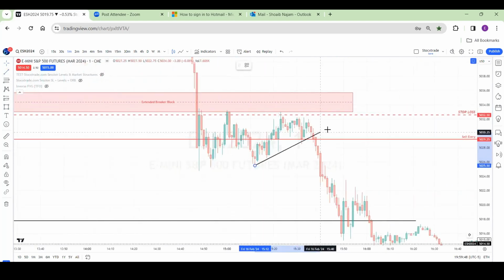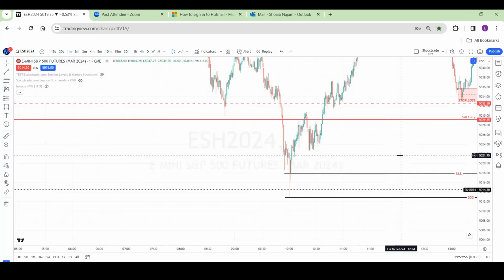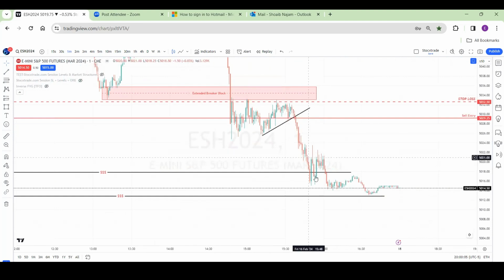Just mark the trend line. Once this trend line breaks, just take the sell. And what will be the target? Next liquidity. For my safe side, because I don't want to lose the trade. The market is coming down, down, down. I am thinking that the market will give me the option to take my sell trade out, but the market reversed.